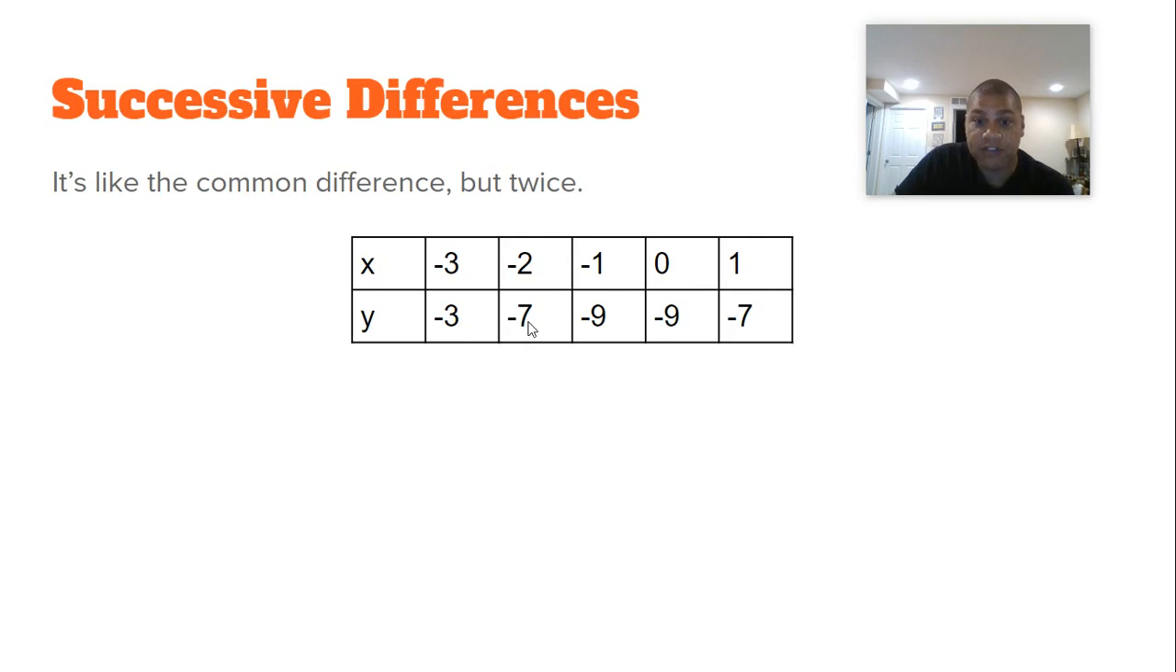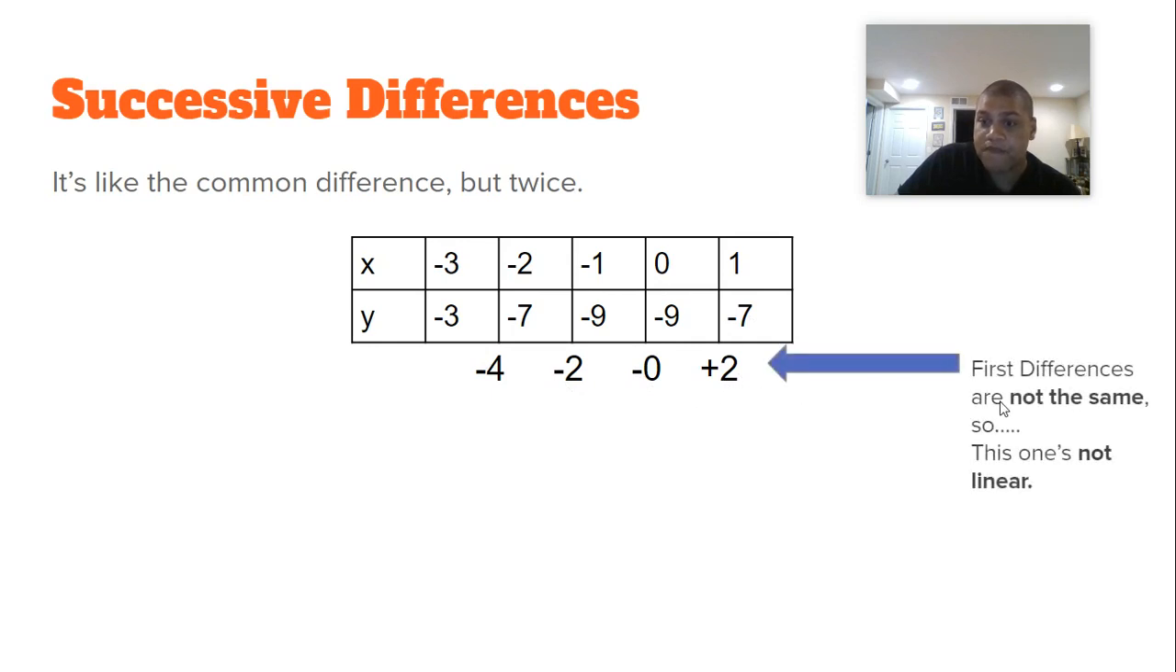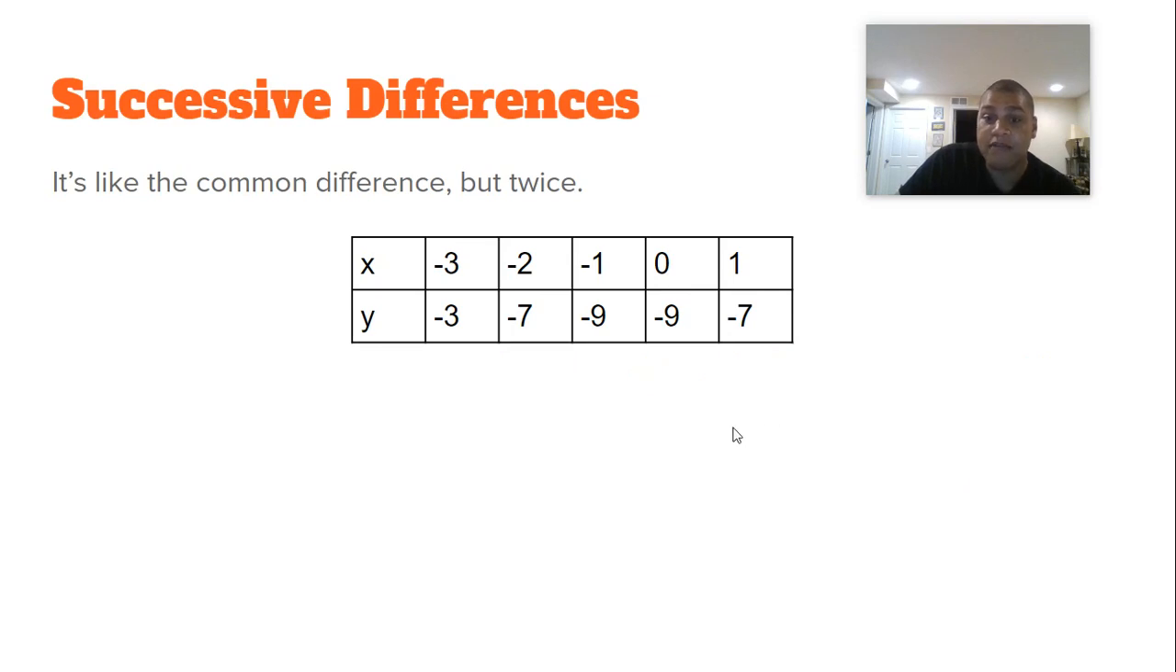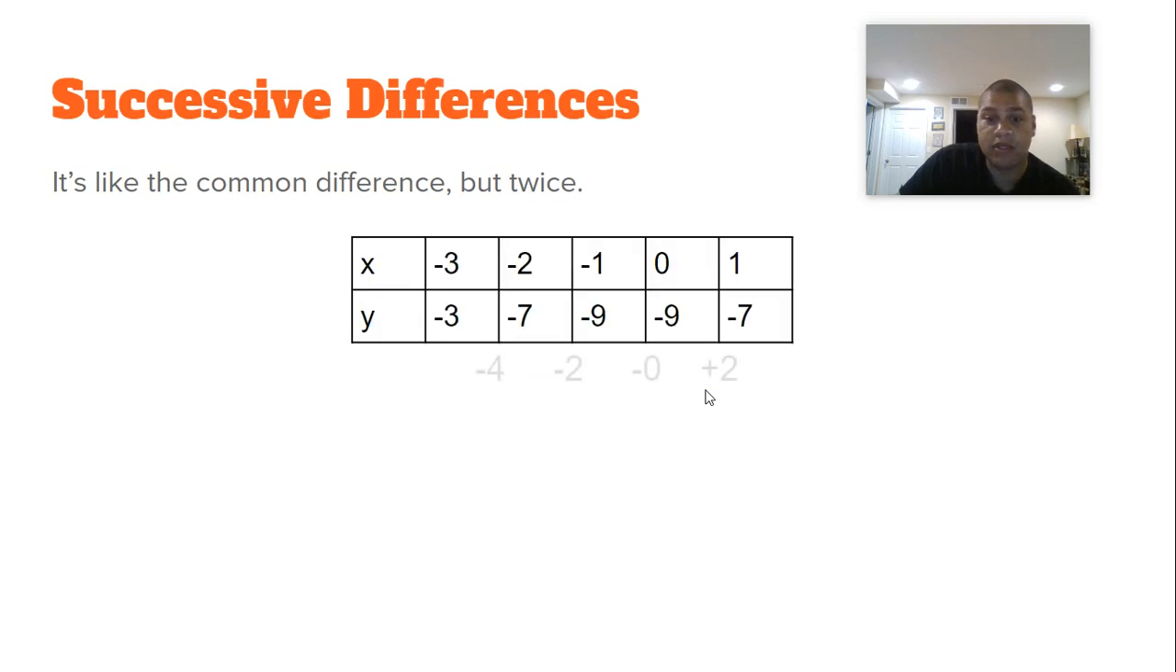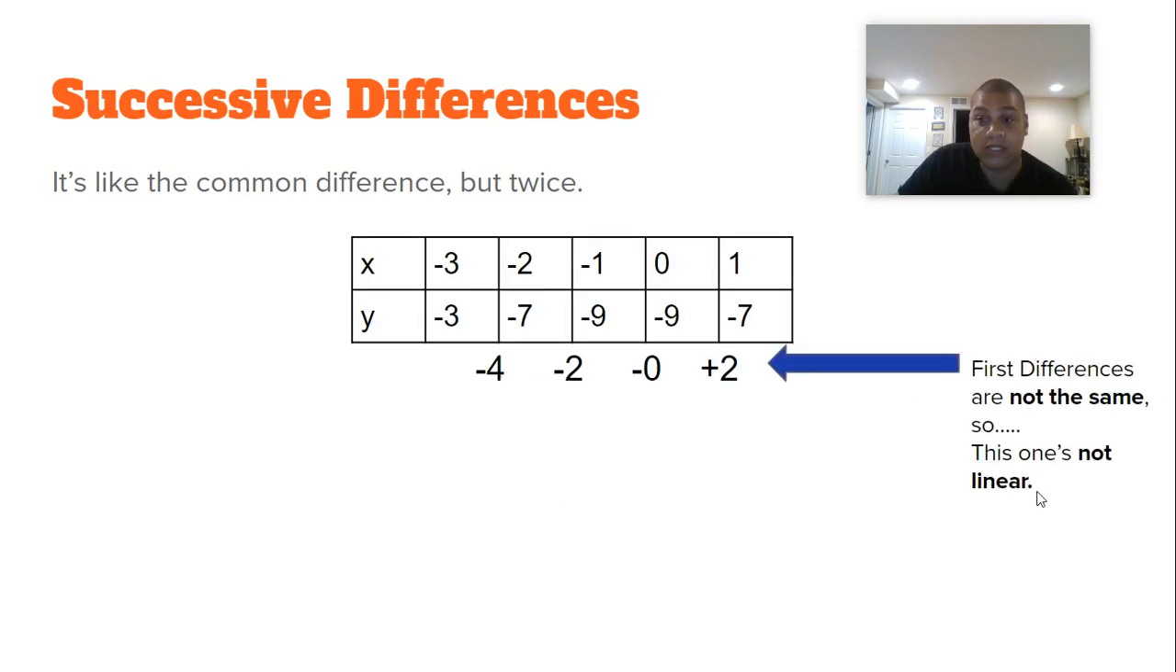-3 minus 4 is -7. -7 minus 2 is -9. -9 minus 0 is -9. And then -9 plus 2 is -7. So here's all of our first differences, right? -3 minus 4, minus 2, minus 0, plus 2. These are our first differences, and the first differences are not the same. So this one's not linear, right? Previous example, first differences were the same, so it's linear. This example, they're not the same, so it's not linear.